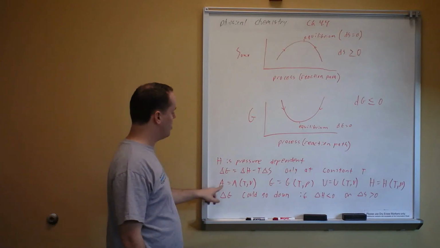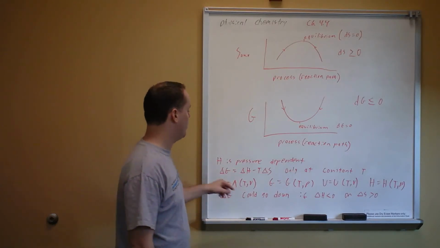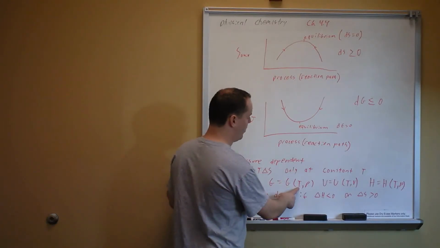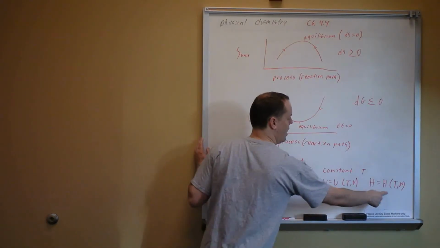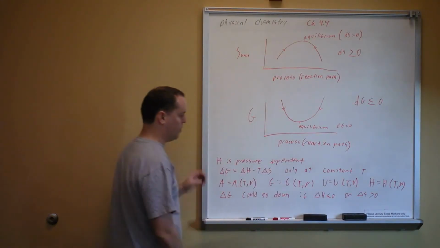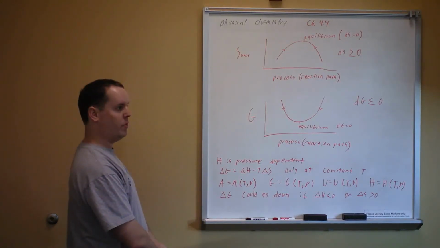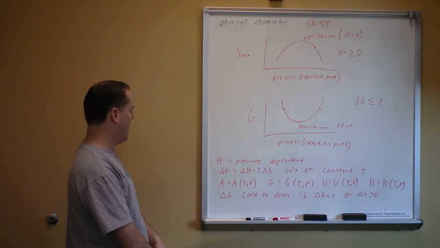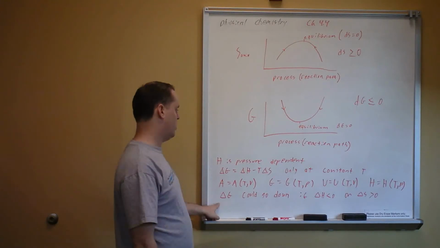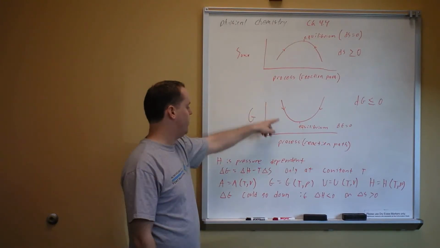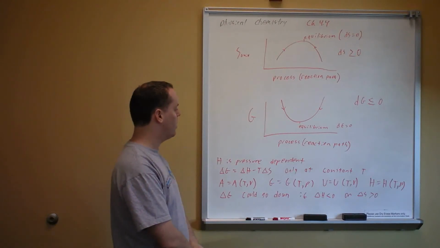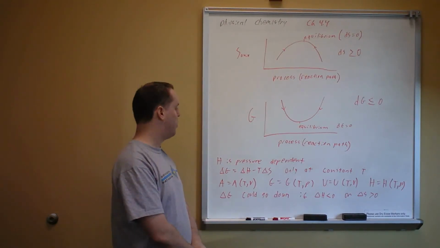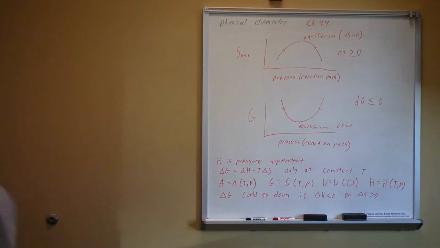So A is a function of the natural variables temperature and volume. G is a function of the natural variables T and P. U is a function of the natural variables T and V. And then H is a function of the natural variables T and P. We're going to explain why that's useful later in a little bit. So delta G could go down if either delta H is less than 0 or if delta S is greater than 0. We'll explain why that's important later on, of course.